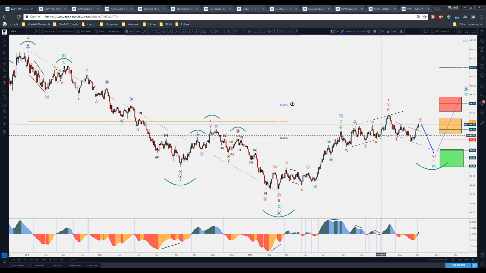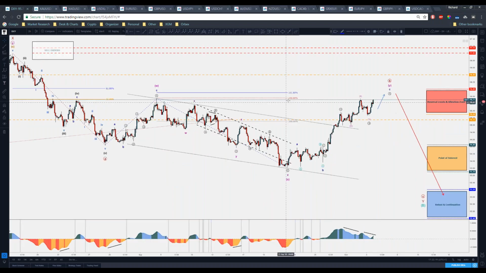And then starting another complex structure in which this could be the expanded flat for this B wave, implying obviously a C wave. We'll see if that occurs. Now, just going to give you a quick idea right here. What I'm looking for is a divergence, right? So we have the main divergence, but the secondary divergence, we don't have it, right?